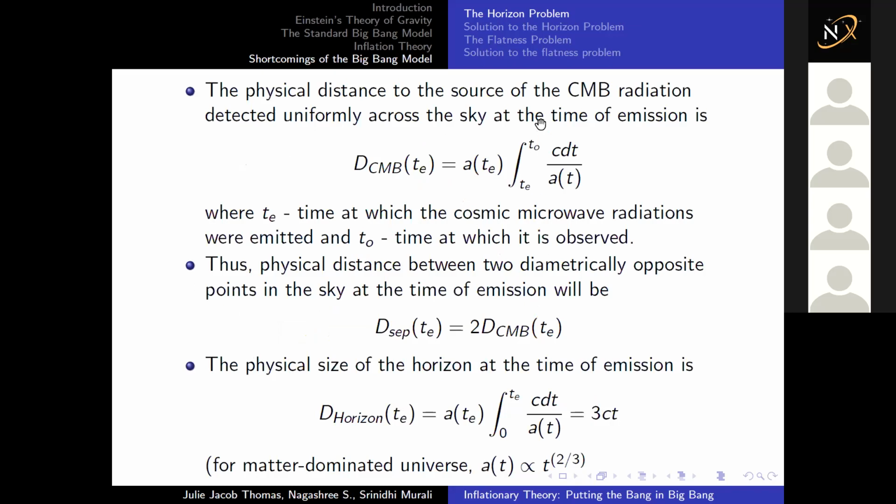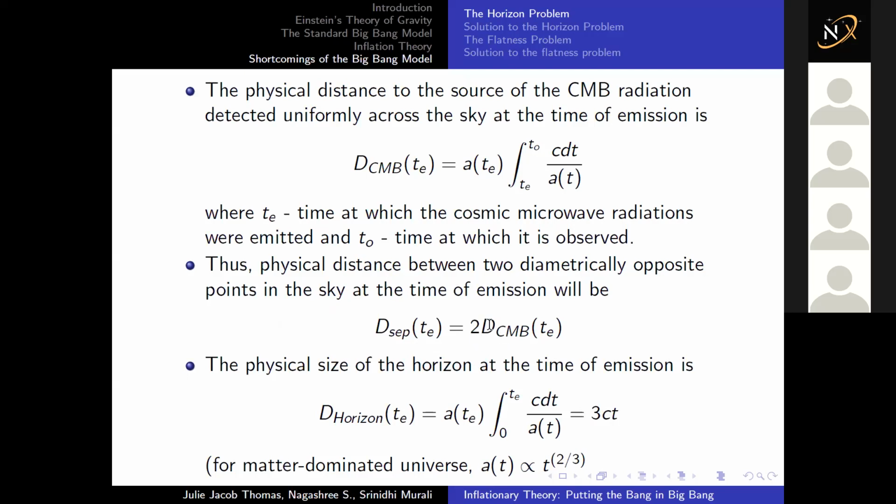So these are just some calculations, the mathematical portion of how the horizon size, etc., are calculated. If we want to calculate the physical distance to the source of the CMB, we use the same integral that you saw in the beginning, but we integrate from the time when the emissions were emitted to when it was observed, and that will be the distance to the CMB. Then, coming to the next equation, if you take 2 opposite points in the sky, then it'll be simply 2 times that.